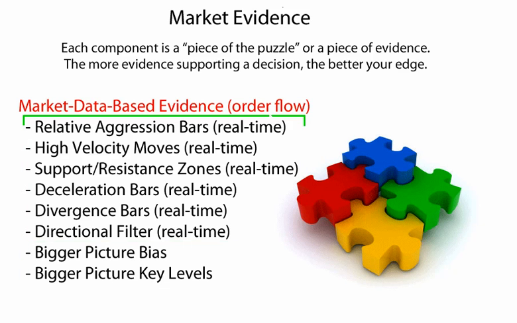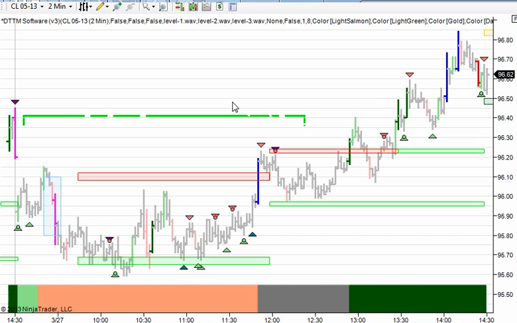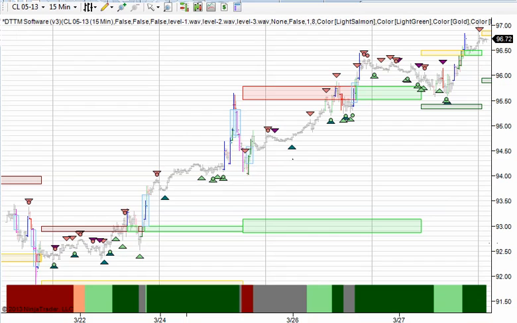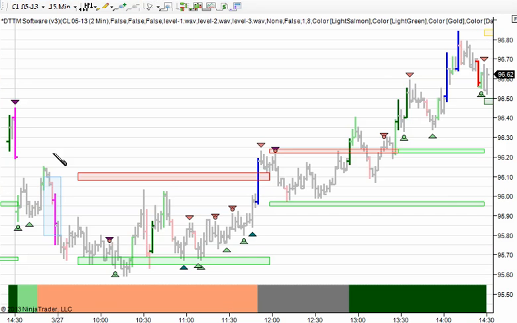Okay, so with that said, let's start with the idea of the bigger picture bias. Heading into this day in the crude oil, the bigger picture bias was up, and you can see that relatively quickly here on a 15-minute chart over the past week or so, that bulls are pretty well in control of that market. So heading into the day, all things equal, we would rather be on the long side.